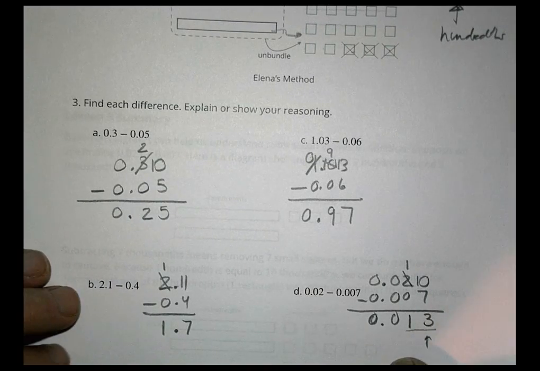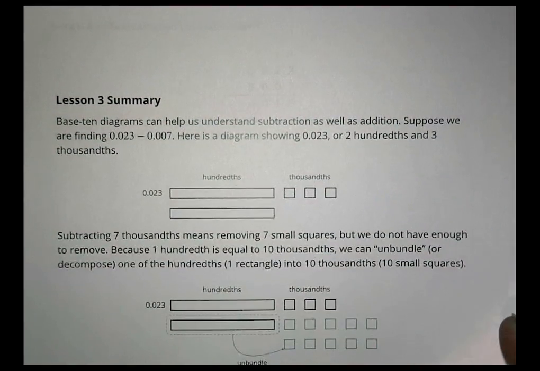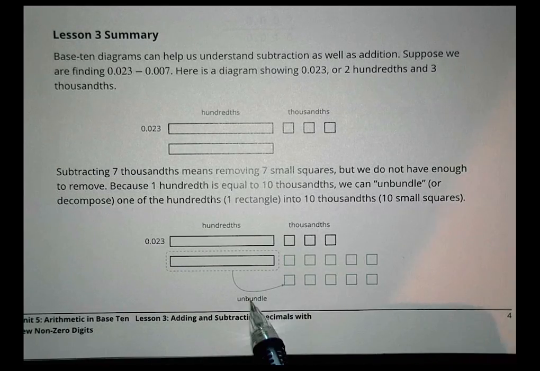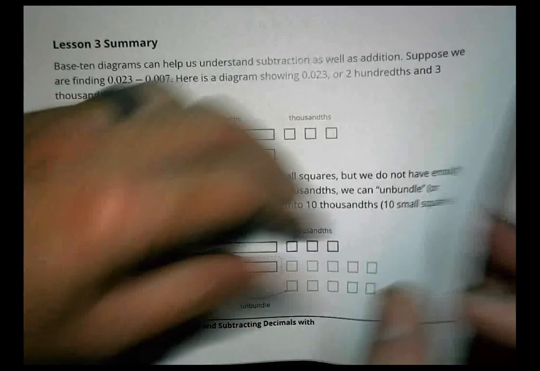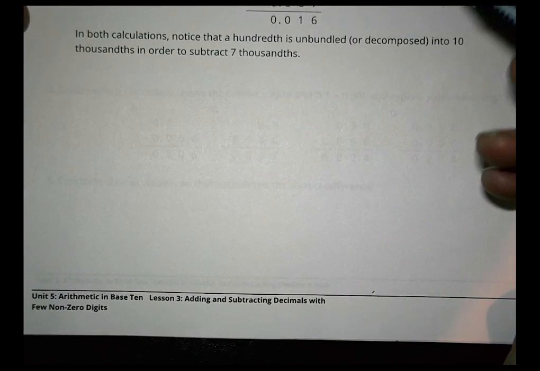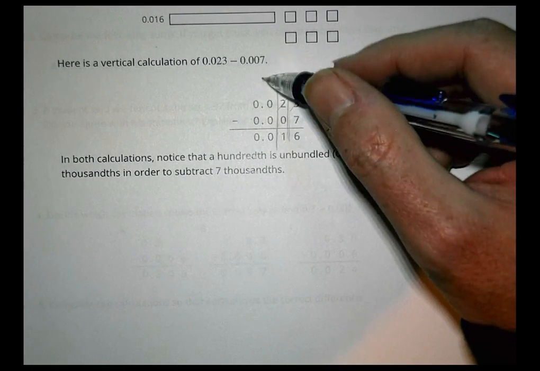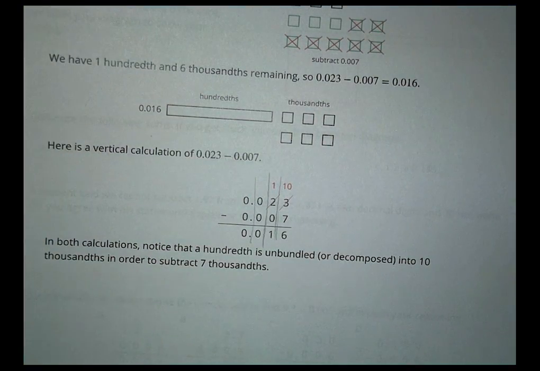Okay, so just as a summary, I'm going to again skip the Are You Ready for More? So base 10 diagrams can help us understand subtraction as well as addition. We can do that by unbundling things like we did in today's lesson. So that helps us out quite a bit. It's also really important that when you do vertical calculations, make sure things line up the correct way. That's one of the key things to keep in mind as we do this here. Alright, I'm going to pause there so you can work on your homework, and we'll come back together in just a minute to check it out and see how you did.